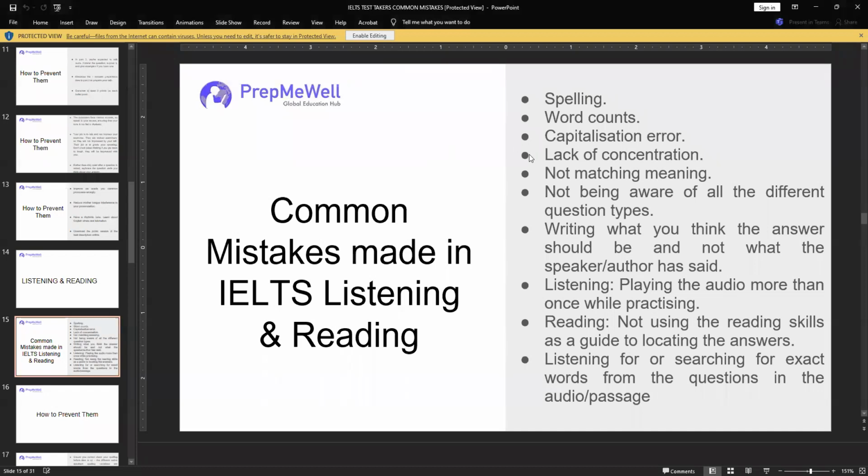Then another thing I have here is the word count, especially for completion questions, for the listening and for the reading. They will tell you something like no more than 3 words, no more than 2 words, no more than 1 word or a number. Now you have to pay attention to that instruction. So if they told you no more than 1 word and you wrote 2 words as your answer, they're going to mark it wrong for you.